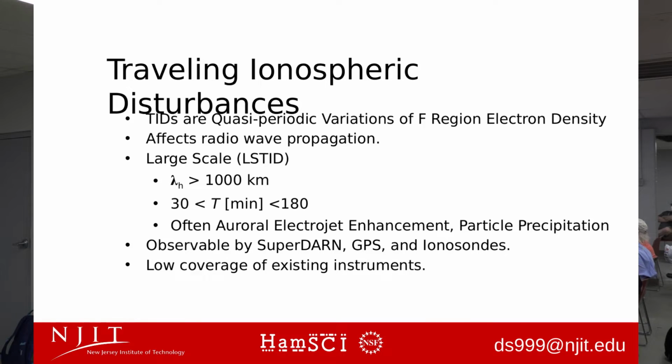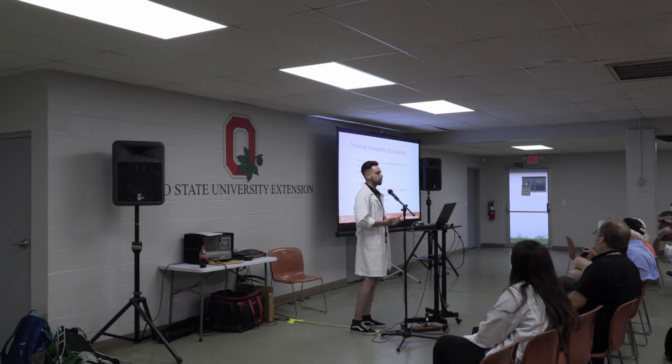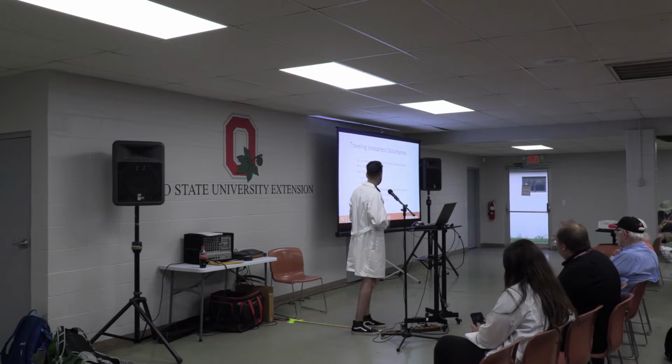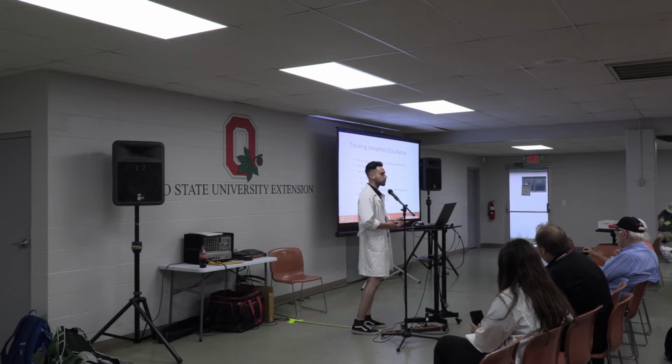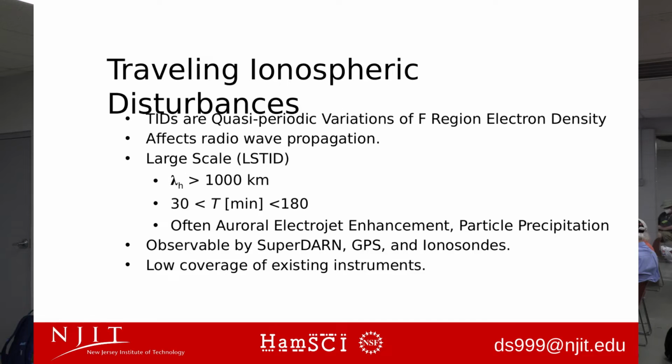traveling ionospheric disturbances are quasi-periodic variations of F region ionospheric density, and they have profound effects on radio propagation. For this study, this current technique can only really observe LSTIDs, large-scale traveling ionospheric disturbances. They are TIDs with wavelengths of over 1,000 kilometers, periodicities of between 30 to 180 minutes, and they are often caused by auroral electrojet enhancement and particle precipitation.